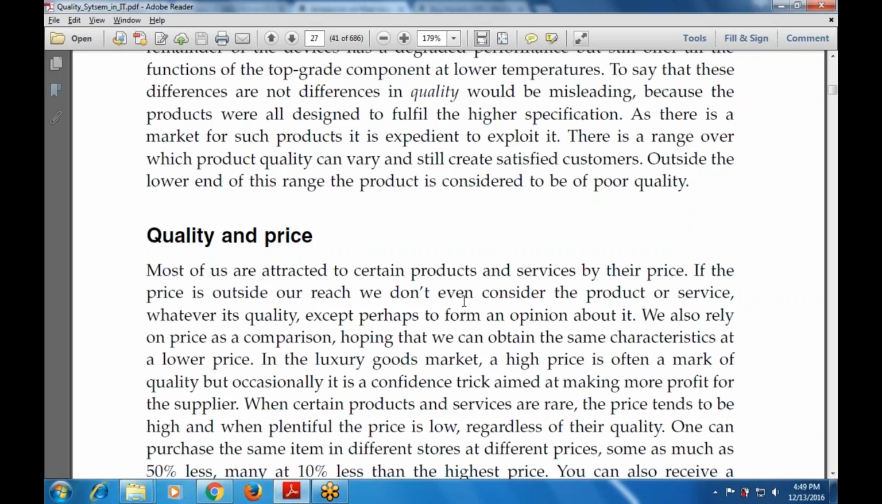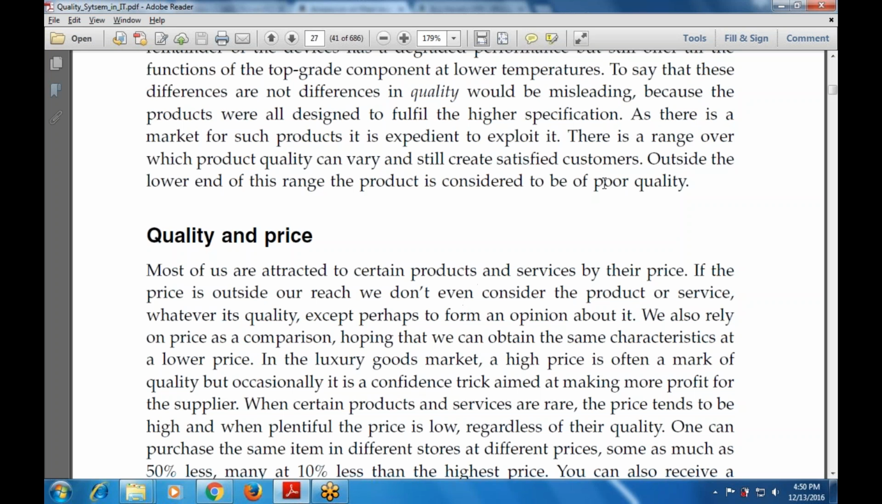And when certain products and services are rare, the price tends to be very high, and when plentiful, the price is very low, regardless of the quality. One can purchase the same items in different stores at different prices, as much as the money that is required. So whatever the money, whatever the data that is required, that is also used with the product and the services. So regardless of their quality, they are getting the result.